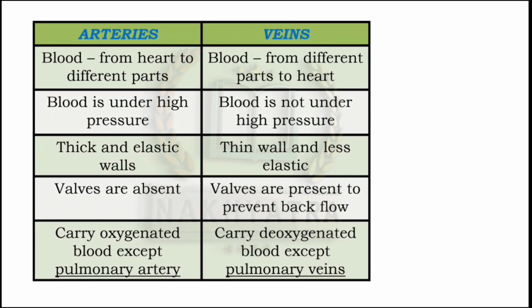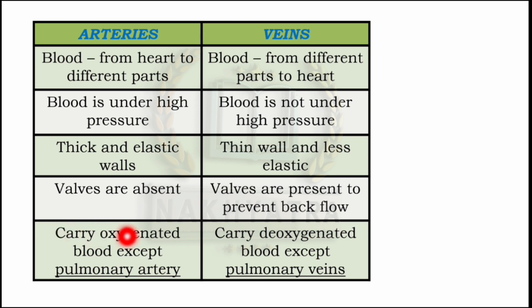Alright, now see the difference between arteries and veins. In arteries, blood flows from the heart to different parts, whereas in veins, blood flows from different parts to the heart, vice versa. In arteries, blood is under high pressure, whereas in veins, it is not. The walls of arteries are very thick and elastic, whereas veins have thin walls and are less elastic. In arteries, valves are absent, whereas in veins, valves are present to prevent backflow.